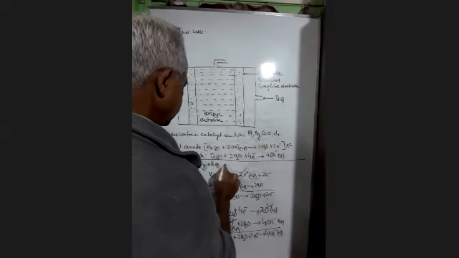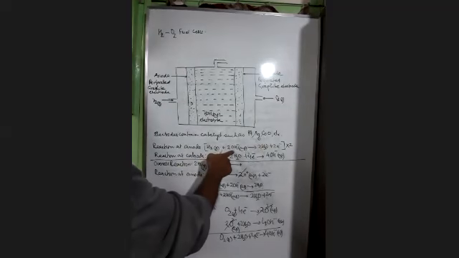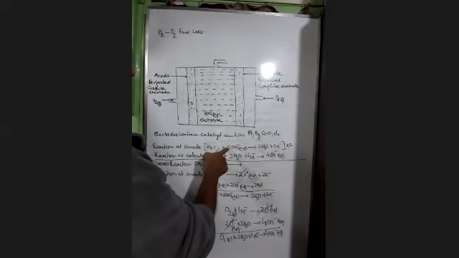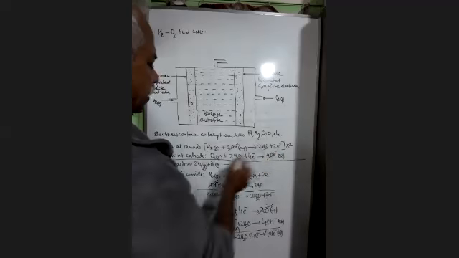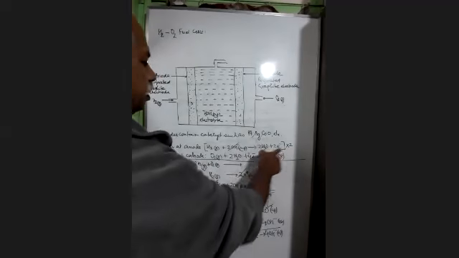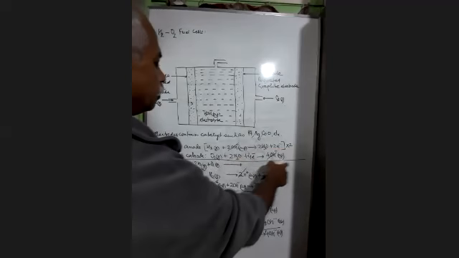Okay, now see here. 2 into 2, 4H get cancelled. Okay, 2 into 2, 4H, 2H2O. So water will come in this.